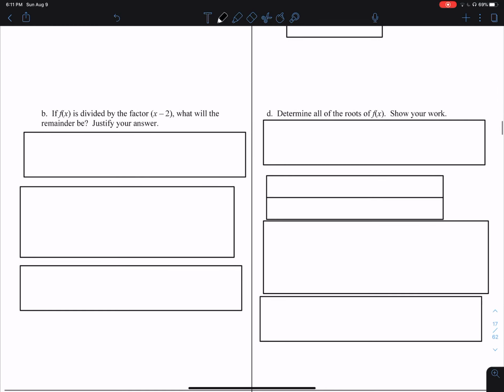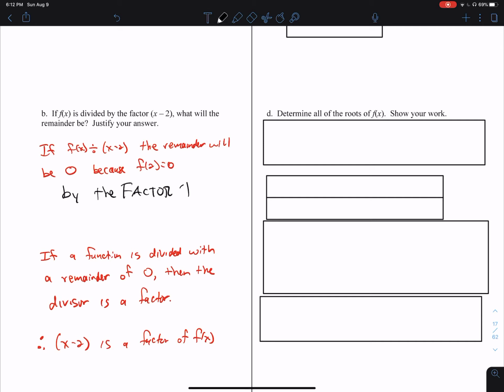Let's see, did I put too much information? If f of x is divided by x minus 2, what will the remainder be? So we said it was 0. Said justify your answer. I don't think that we actually need all this. I'm going to take that back. Hope we didn't write that down yet. And I think that we can just say this, and then we can say by the factor theorem. The reader is supposed to know the factor theorem. I don't think we need any of that. If I change my mind, I will let you know.